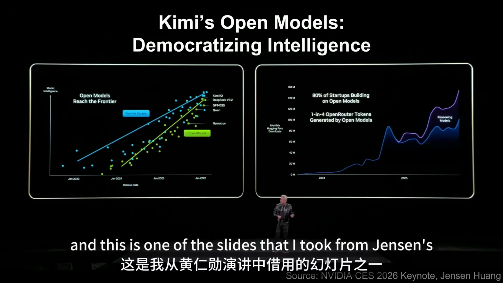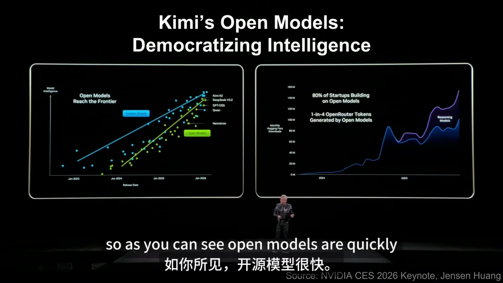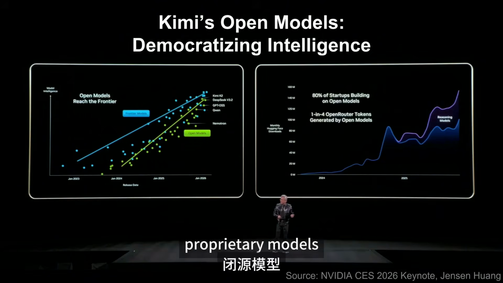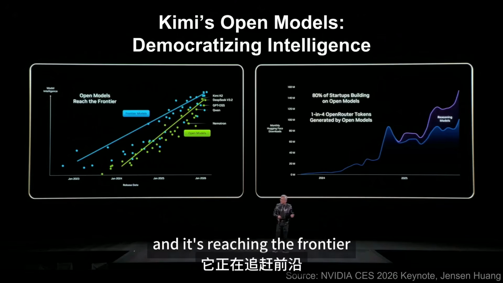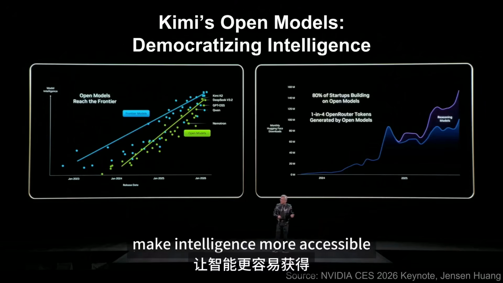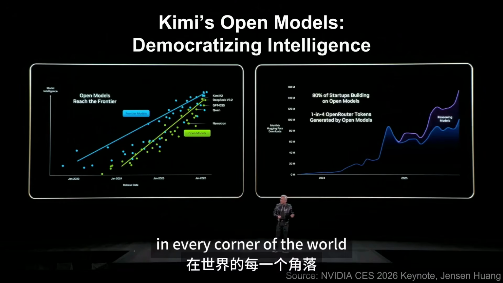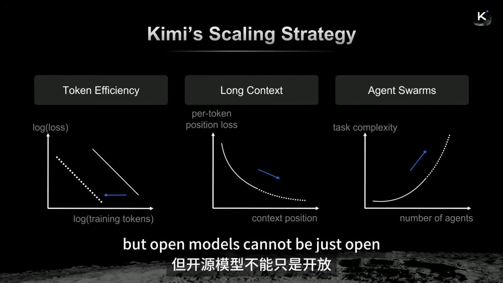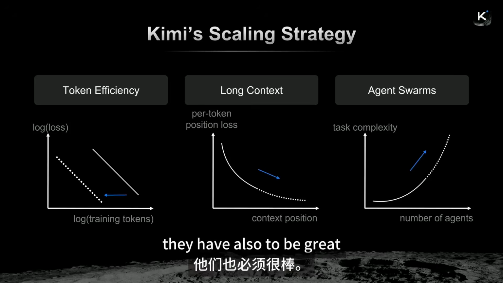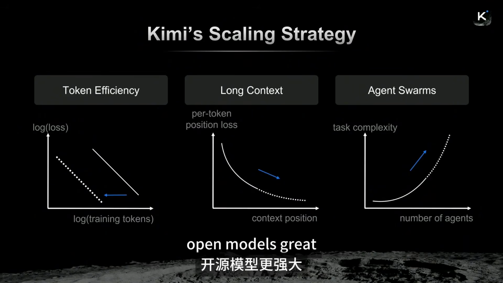And this is one of the slides that I took from Jensen's talk earlier this year at CES. So as you can see, open models are quickly closing the gap with proprietary models, and it's reaching the frontier. And we believe that with better and better open models, we're going to make intelligence more accessible to anybody in the world, in every corner of the world. But open models cannot be just open. They have also to be great. So in this talk, we're going to discuss how we make open models great.